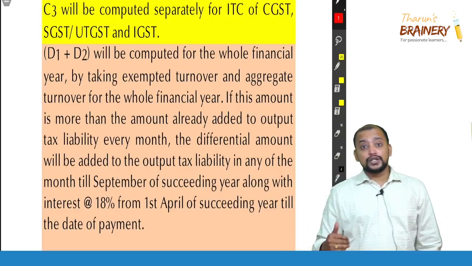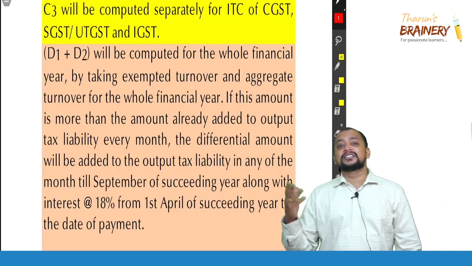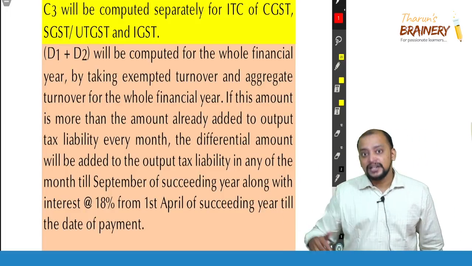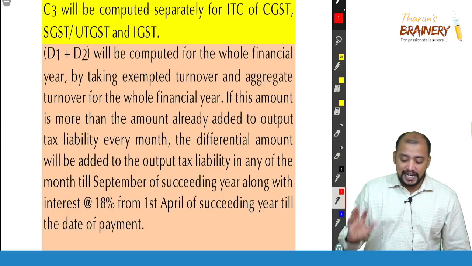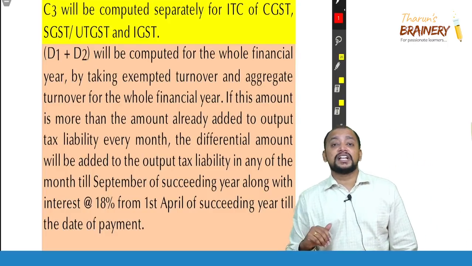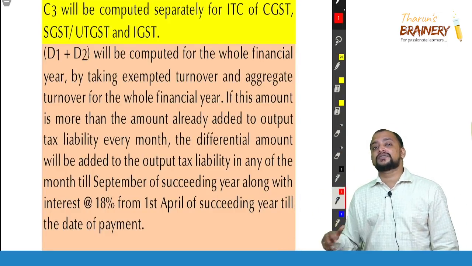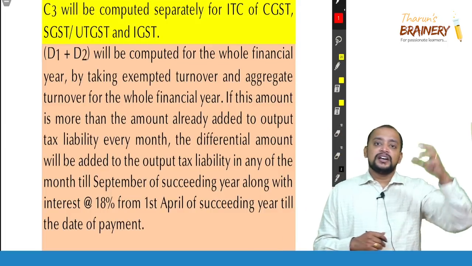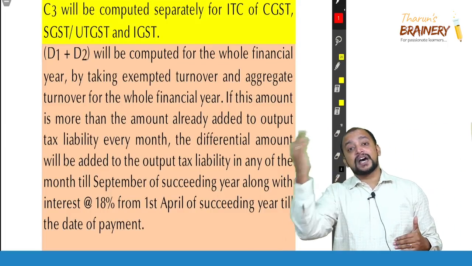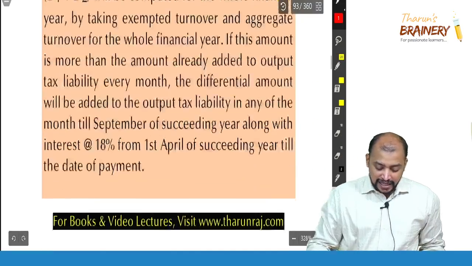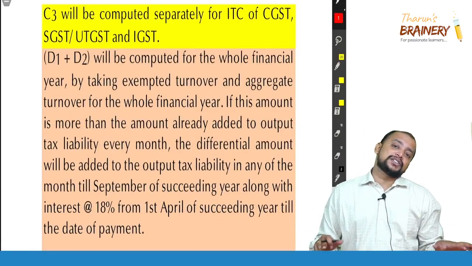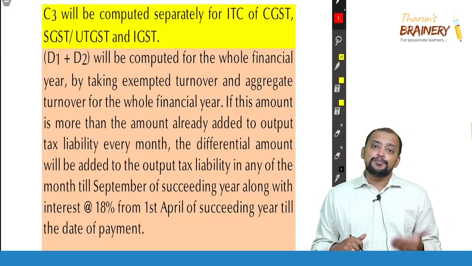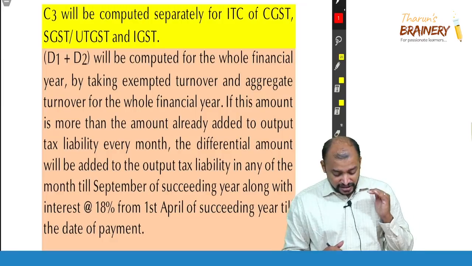Suppose D1 and D2 computed annually is just 60,000, but what you reversed is 1 lakh, so 40,000 is excess reversal, and that 40,000 can be availed as ITC. Sir, will they give any interest? No, they will not give any interest when you are taking the ITC. So this is the provisional reversal versus comparison at the end of the year. We don't have this comparison for Rule 43 capital goods. This comparison is only for inputs and input services. This is about Rule 42.